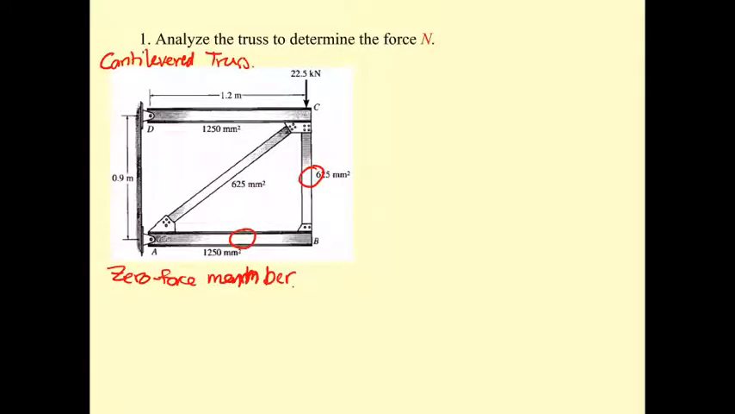This is zero. When these two are zero, we come to joint C. We have this one for the X, and this one for the Y, and you have two members. Member AC has this direction. Under the application of the force here of 22.5 kilonewton, what do you think?